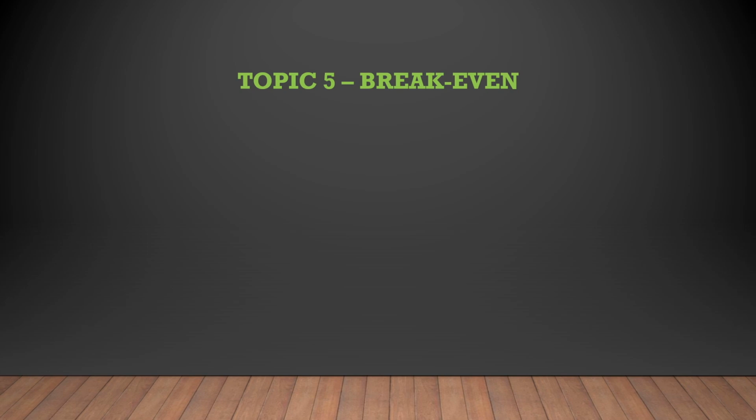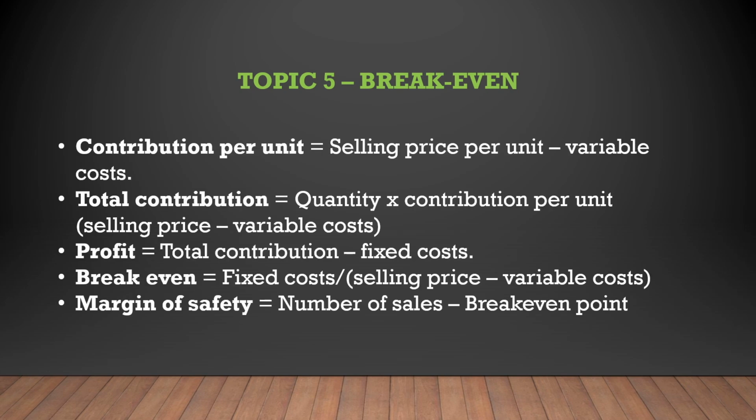Topic number 5, break even. Contribution per unit equals selling price per unit minus variable costs. Total contribution equals quantity times by contribution per unit, which is the selling price minus variable costs. Profit is total contribution minus fixed costs. Break even equals fixed costs divided by selling price minus variable costs. And margin of safety equals the number of sales minus the break-even output point.